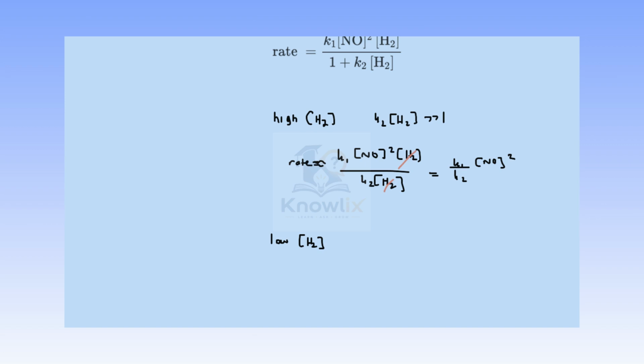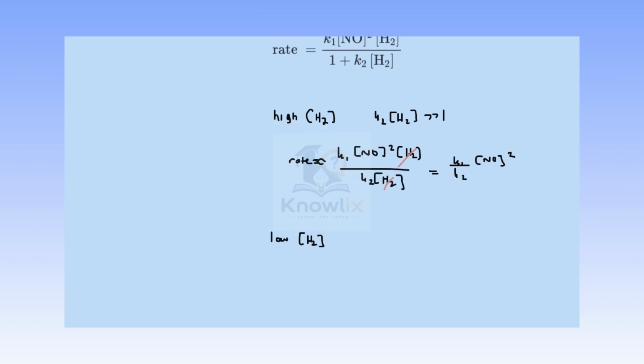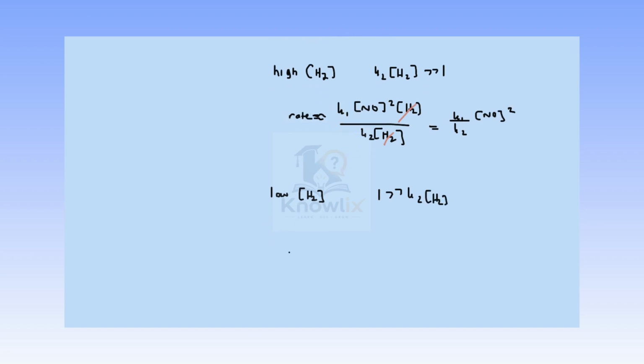Conversely, if we have a really low concentration of H2, then multiplying it by some constant gives a really small number, so we might assume that 1 is much greater than K2 times the concentration of H2, and then we can just approximate the denominator as 1. So the rate will be K1 times the concentration of NO to the second power times the concentration of H2 over 1, which we can just get rid of the denominator because dividing by 1 doesn't mathematically change anything.